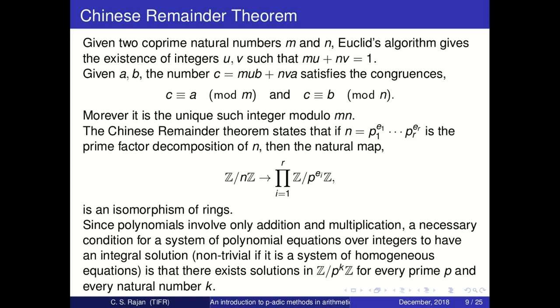Since polynomials involve only addition and multiplication, again I'm restating what I stated in the last slide: a necessary condition for a system of polynomial equations over the integers to have a non-trivial integral solution, if it is a system of homogeneous equations, where homogeneous means that all the monomials involved have the same degree, is that there exist solutions in Z mod p to the power k Z for every prime p and every natural number k. So these are all maps, Z mod p to the power k plus 1 Z to Z mod p to the power k Z to Z mod p Z.